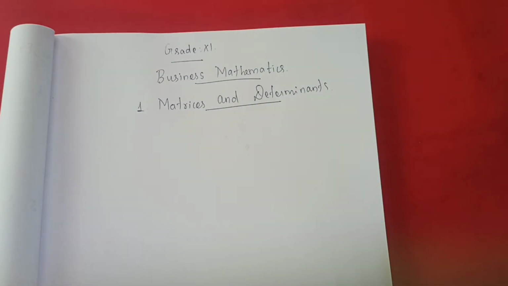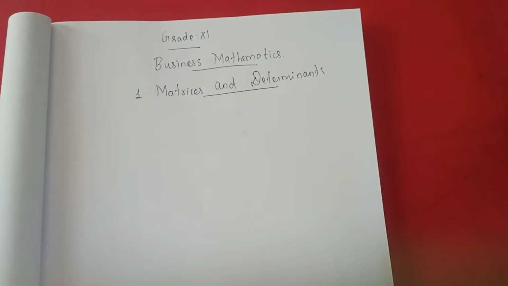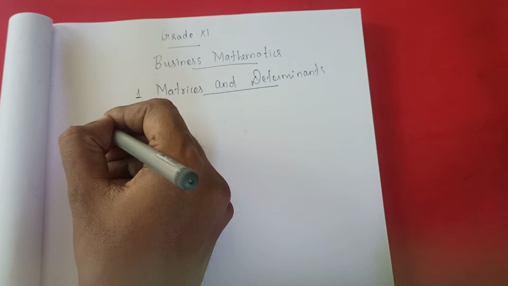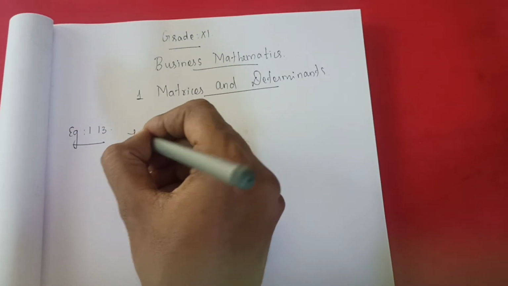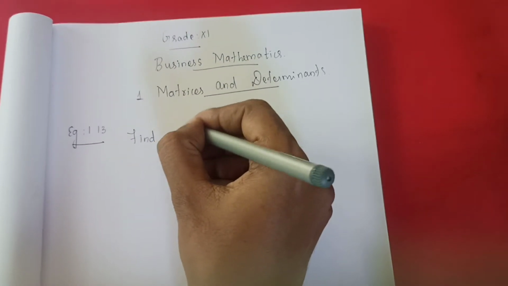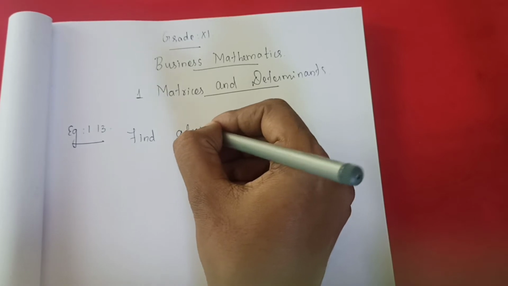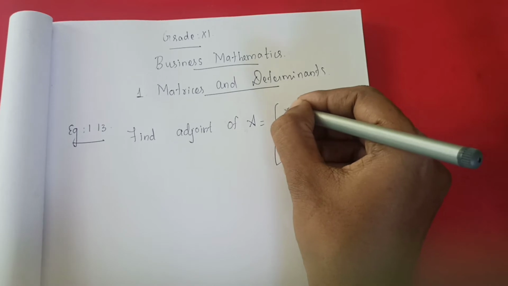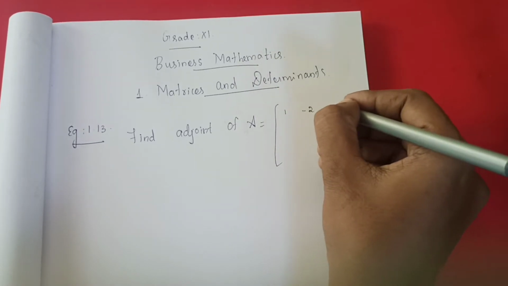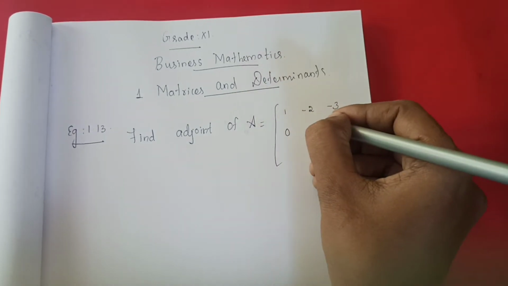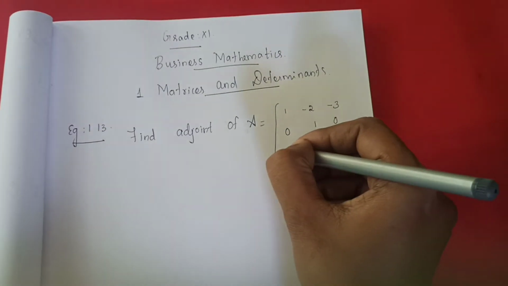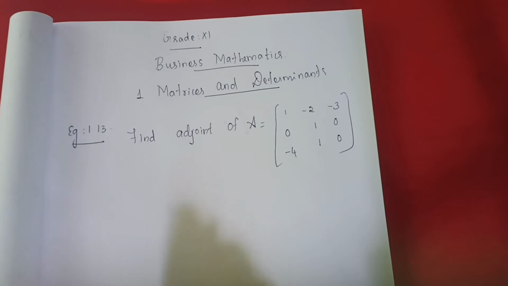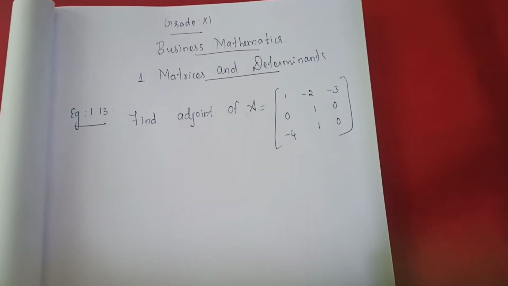Example 1.13. This one is a 3 by 3 matrix. Find the adjoint of A, where A is the matrix with rows 1, minus 2, minus 3; 0, 1, 0; minus 4, 1, 0. Okay, you need to find the adjoint of this matrix.